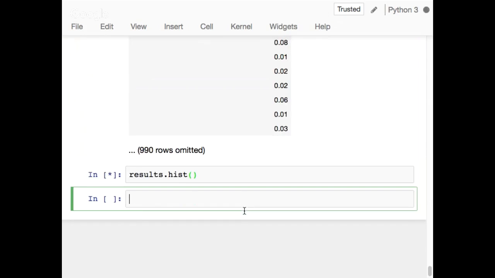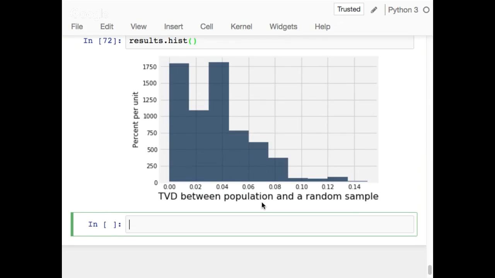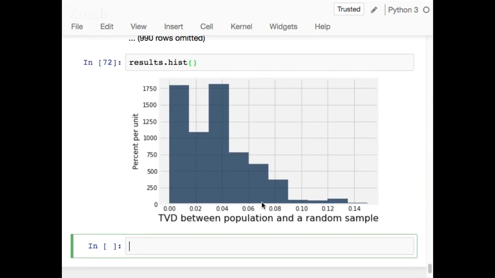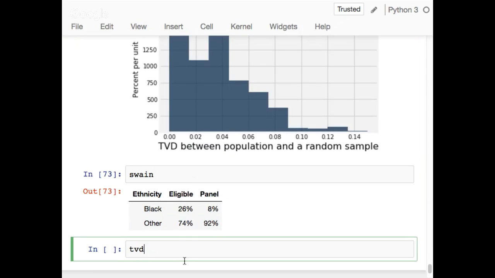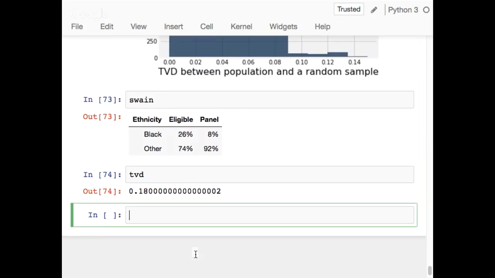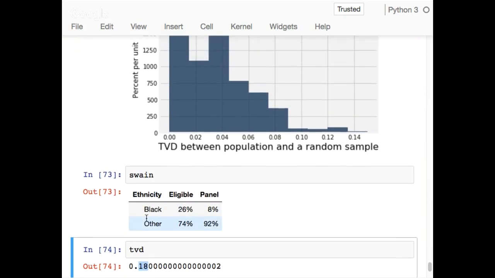So after that, the histogram is pretty easy. I can see there that it looks like I drew a bunch of panels. Most of them were about 0.04 away, 0.06 away. I got a couple that were like 0.10 away. So I want to look at my actual results. Let's look at my actual table. If you recall, I believe I saved that TVD between the eligible and the panel in TVD. The actual TVD was 0.18.